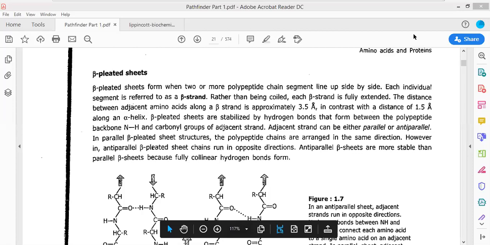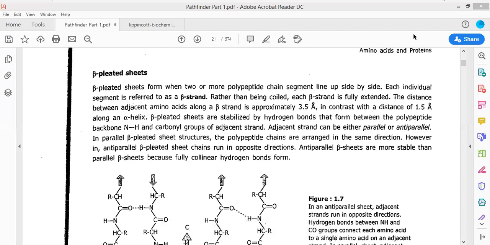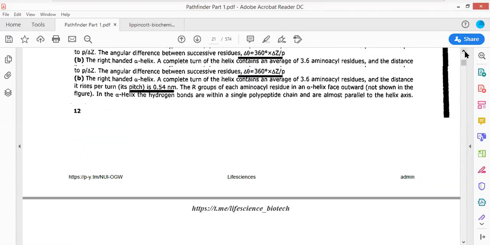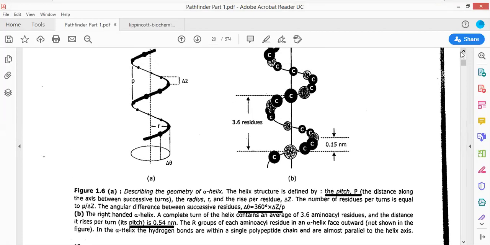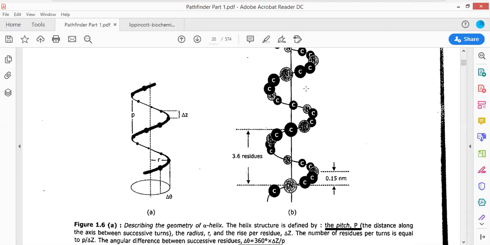Okay, there is a query: can you repeat the angular difference again? Yes, we can repeat it. Just a minute, let me move back. Now see this, when you look at the alpha helix, there are theoretical questions which are asked. I have told you which types of theoretical questions could be asked.